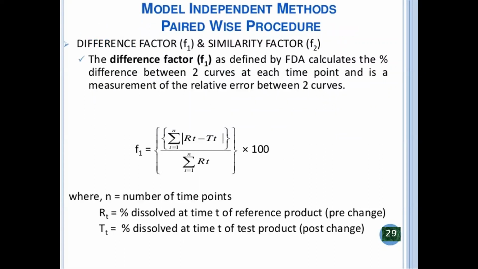Let's come to the model independent method. Pair-wise procedure: difference factor F1 and similarity factor F2. Mainly F1 and F2 are followed for tablet dosage forms or capsule dosage forms. The difference factor F1, as defined by the FDA, calculates the percentage difference between two curves at each time point. It is a measurement of the relative error between two curves, and F1 can be calculated by the following equation.